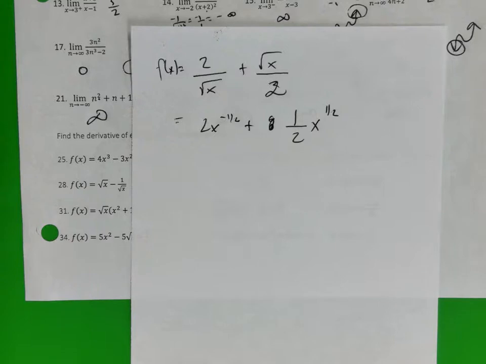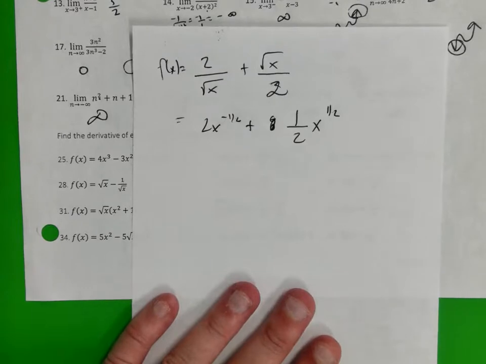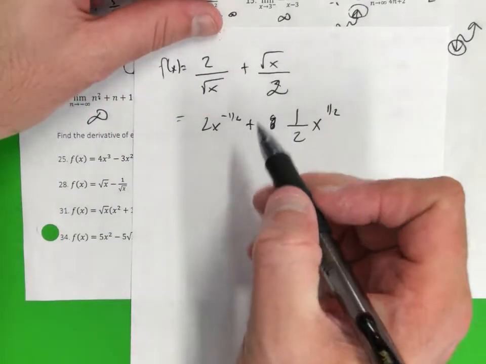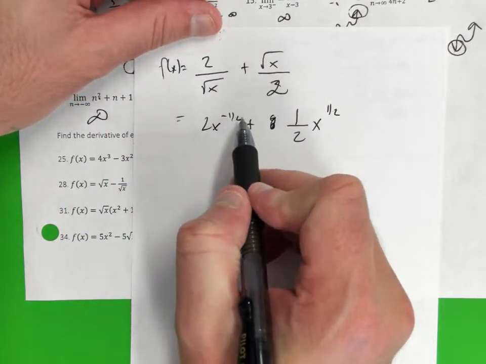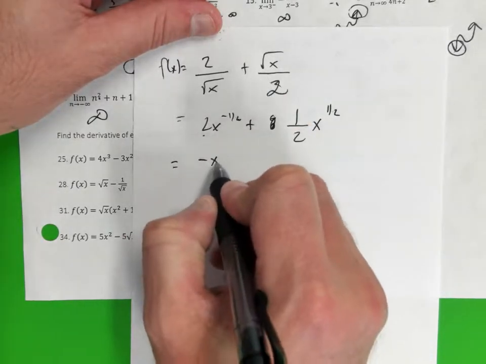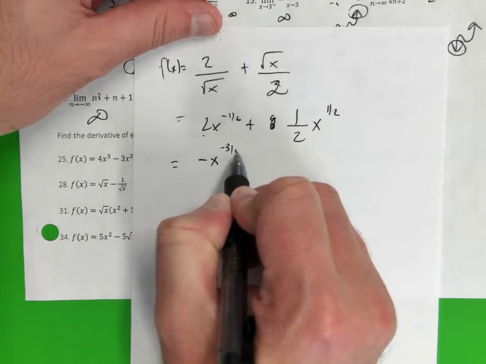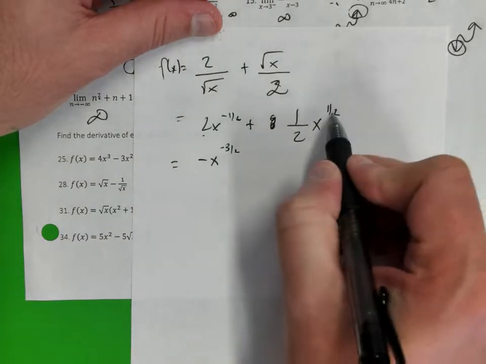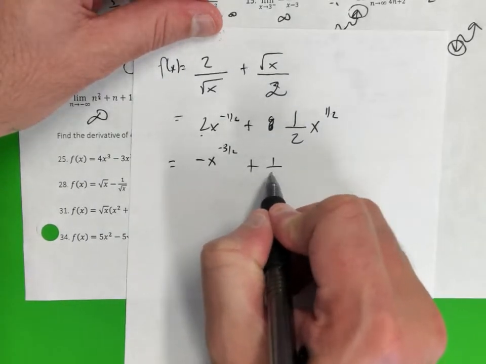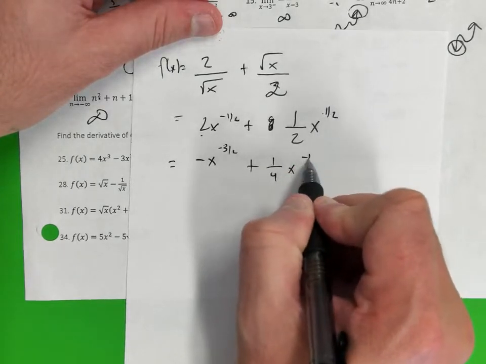Okay, now I'm ready to find my derivative. Negative 1/2 times 2. Now, first of all, are there any questions how I rewrote that? Alright, here we go. Negative 1/2 times 2 is negative 1. Negative 1/2 minus 1 is negative 3/2. 1/2 times 1/2 is 1/4. 1/2 minus 1 is negative 1/2.